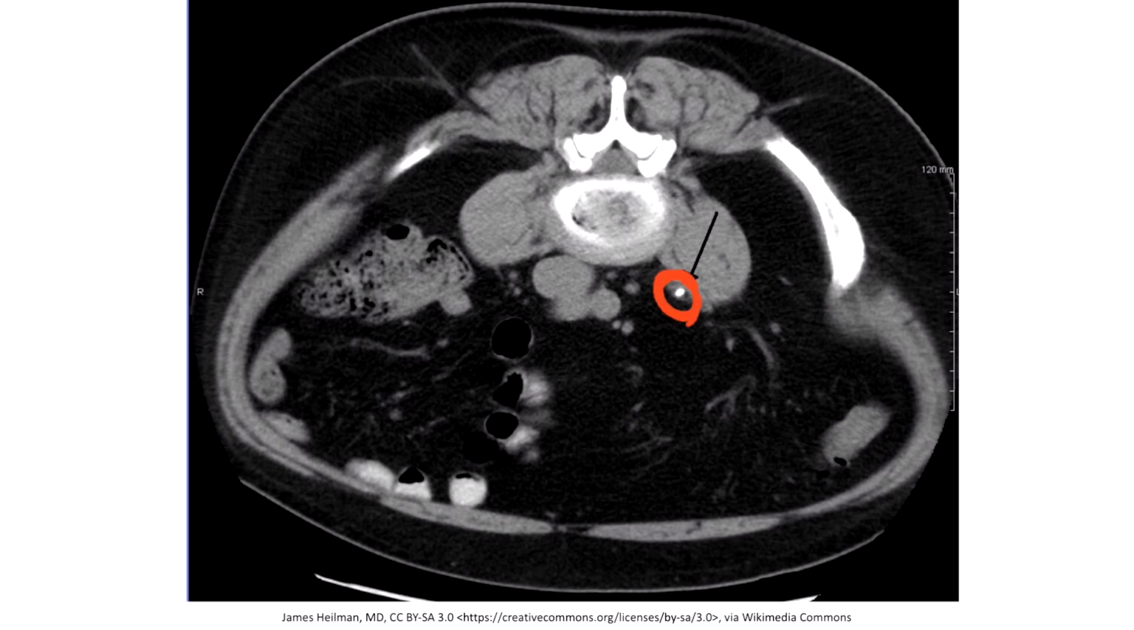Recall that non-contrast CT is the imaging of choice for renal stones, as it can detect radiolucent stones that would otherwise be missed by conventional chest radiography. Non-contrast CT also gives us detailed information about the size and location of the stone, which directly impacts treatment.